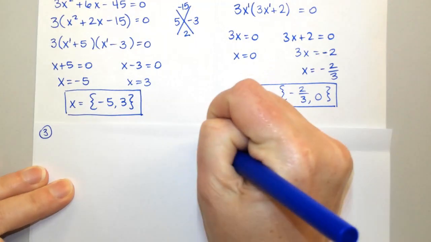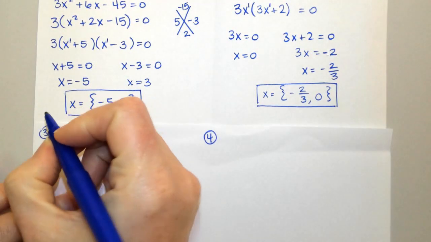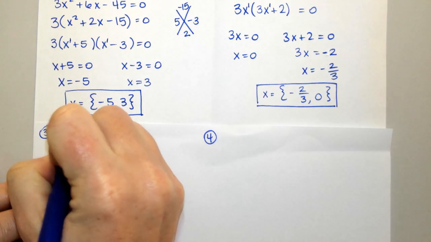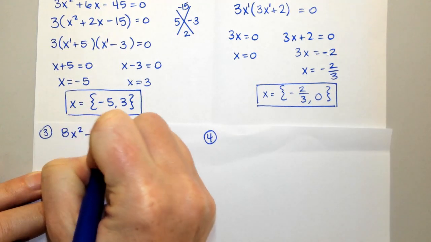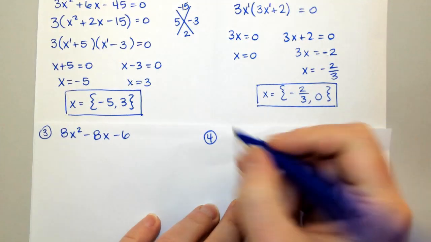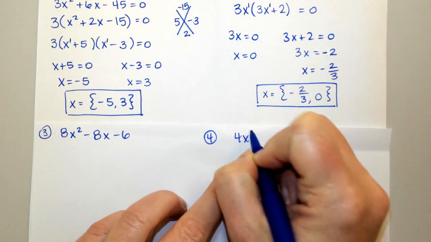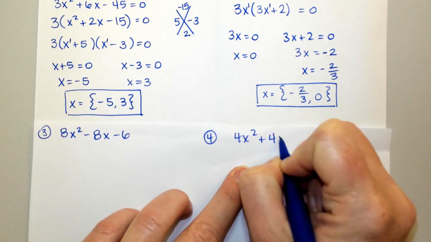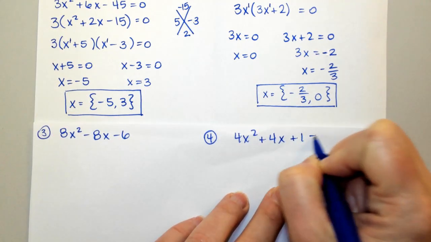So 3 and 4. So 8x squared minus 8x minus 6. And the other one will be 4x squared plus 4x plus 1 equals 0.